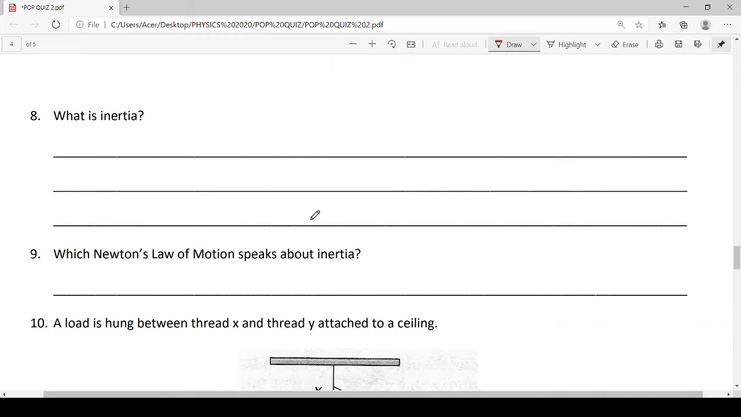Okay, now we go to this question. What is inertia? So, inertia, the keyword that I will look for in your answer is the word tendency. Okay, so what is inertia? Tendency of an object at rest to remain at rest.